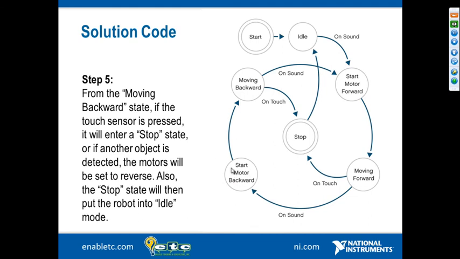So after starting motor backward, it's the same thing. We have an immediate transition into moving backwards. And then we have two possible paths: on the touch sensor to stop, or if another object is detected by the ultrasonic detector, moving back to start motor forward. So take a moment now and follow this path through for yourself, and you'll see it's a little bit more complicated than last week, but really offers most of the same functionality, but as we'll see is much more responsive.